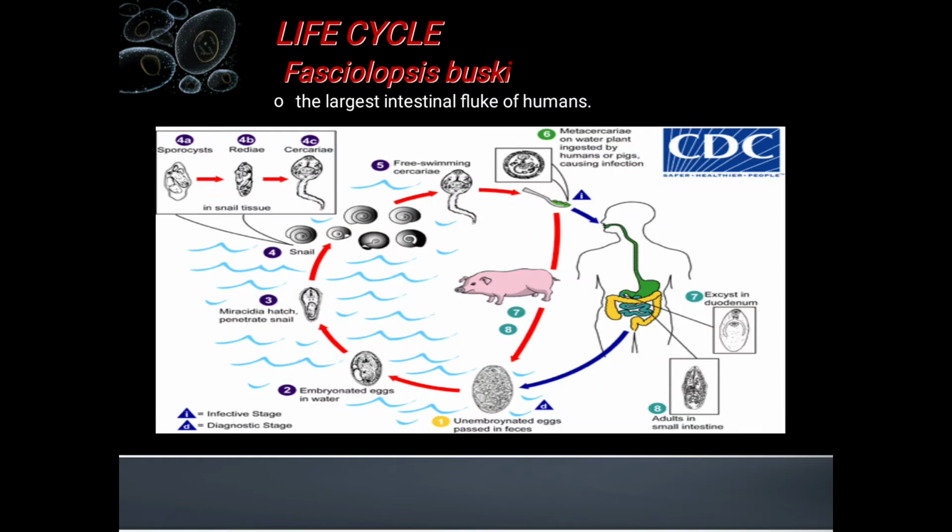So for the life cycle of Fasciolopsis buski, it is known to be the largest intestinal fluke of humans because of its size. The life cycle begins when immature, unembryonated eggs pass in feces, discarded in the stool by a human being or a pig. The eggs release miracidia, which later invade a suitable snail as an intermediate host.